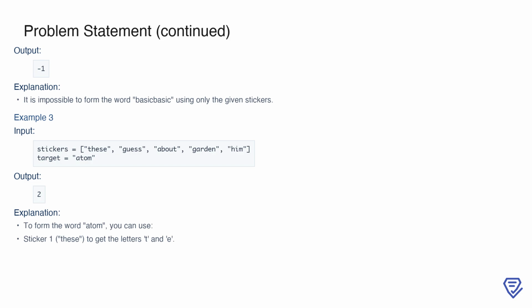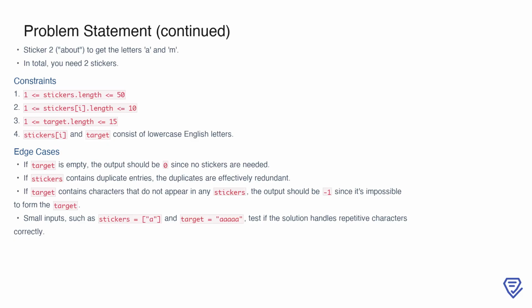Finally, let's review the constraints and edge cases for this problem. The constraints specify that the number of stickers can range from 1 to 50, and each sticker has a length between 1 and 10 characters. The target word's length will be between 1 and 15 characters. Both the stickers and the target consist of lowercase English letters.